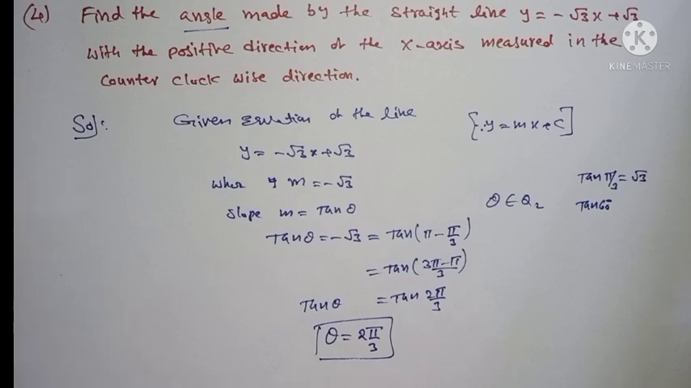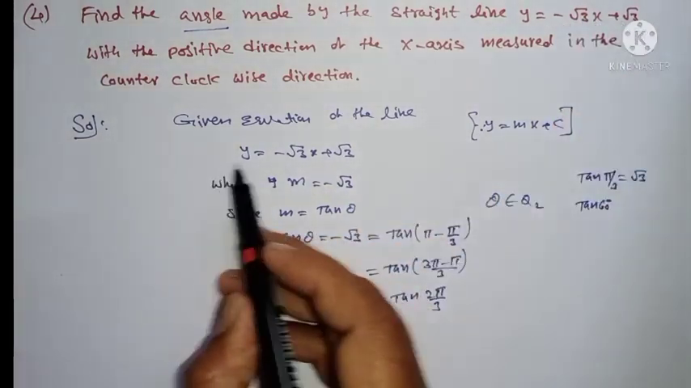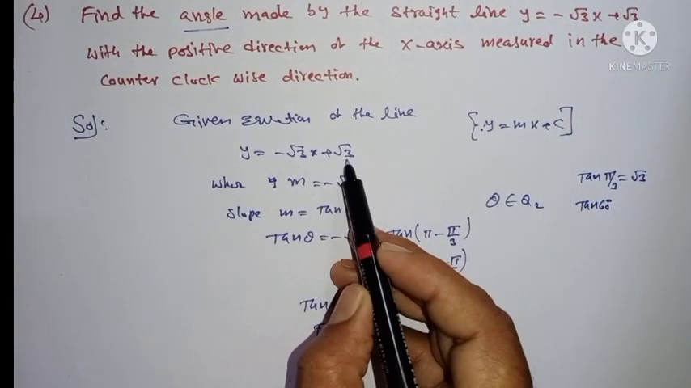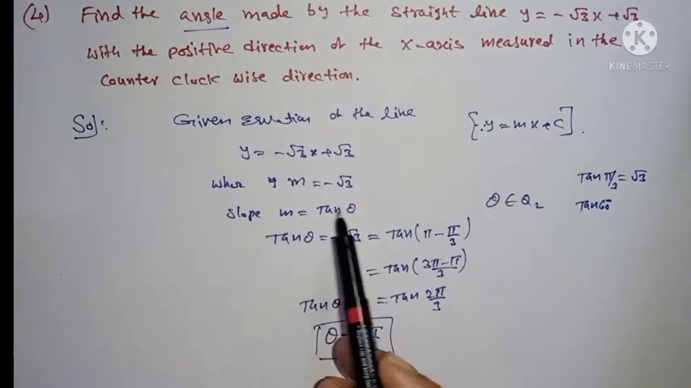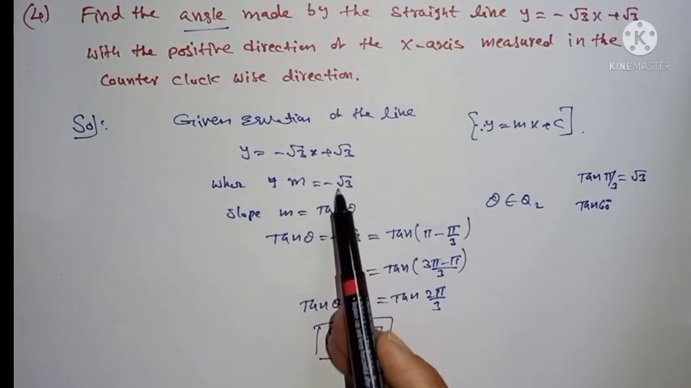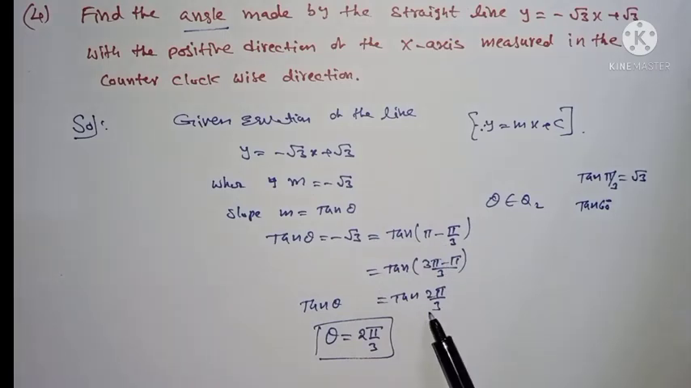This is the method of finding it. If the equation is given in the form y equals minus root 3 x plus root 3, that is y equals mx plus c, then find the slope, m equals minus root 3. Minus root 3 occurs in tan theta at 2 pi by 3. Therefore theta is equal to 2 pi by 3.